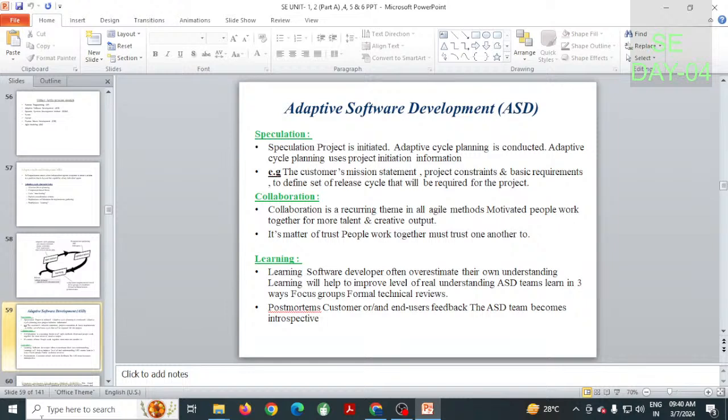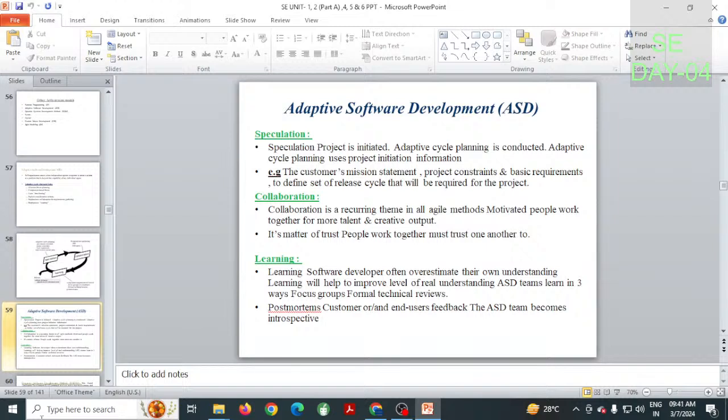And the second one is collaboration. Collaboration is a recurring theme irrespective of all agile methods. These methods are motivated especially for where people can work together for more talent and creative output. Remember, it's a matter of trust. People who work together must trust one another.